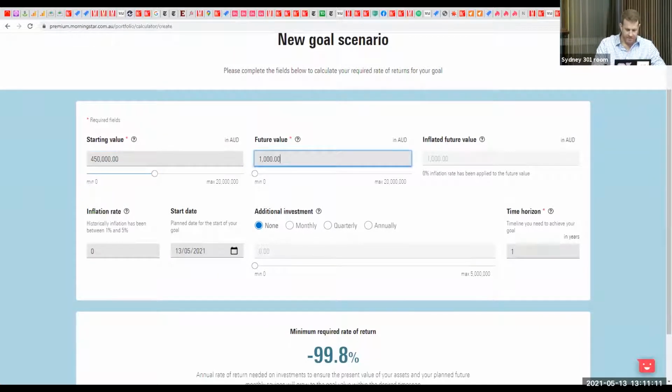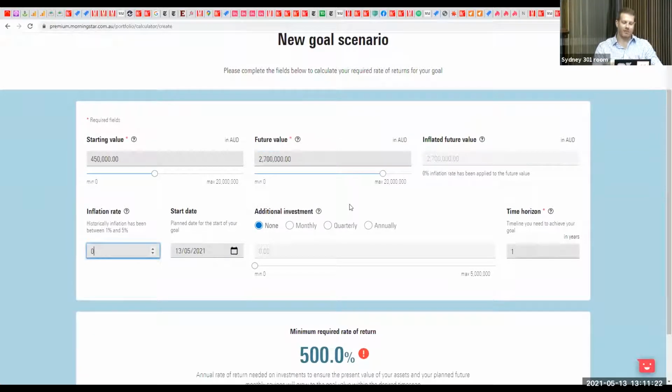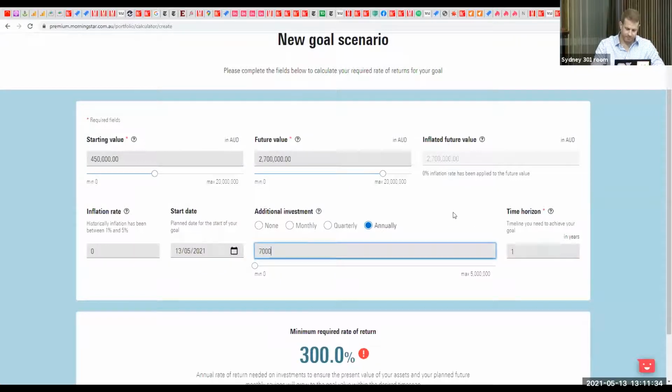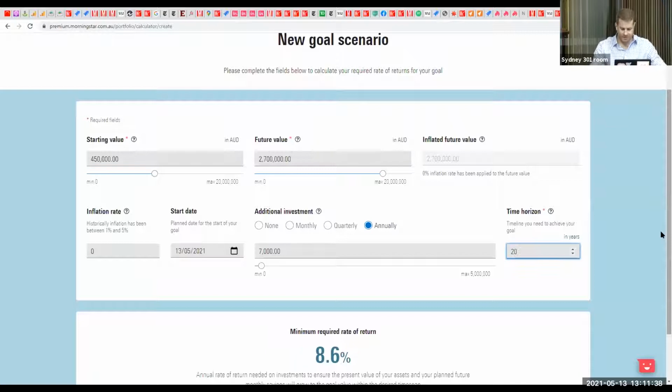And we said that we wanted basically 2.7 million. That's 27 million. 2.7 million. Now, I don't need to put in an inflation rate because I've already used that inflation rate to calculate how much money I want to take out of my goal. Then I said on an annual basis, I'm going to save $7,000 a year. And then I said, we have a time horizon of 20 years.